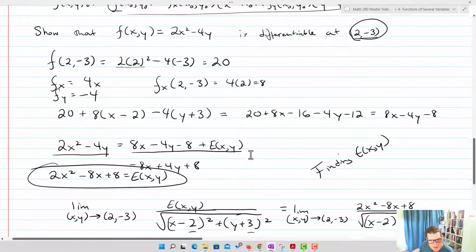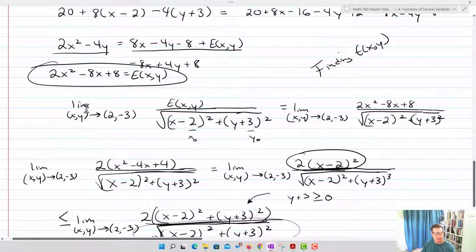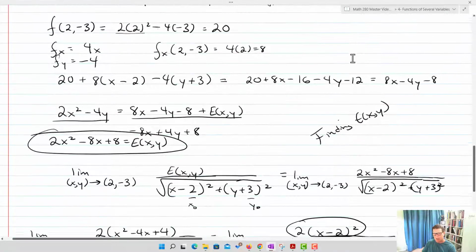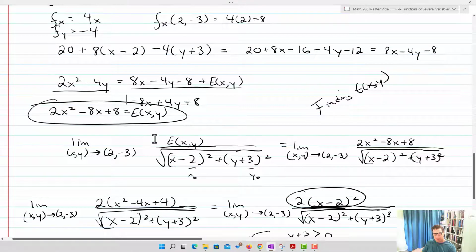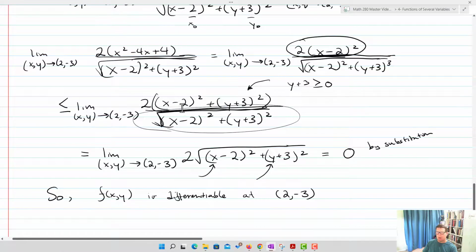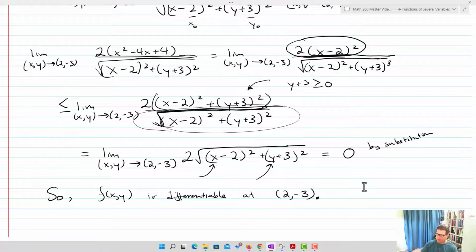Now that I've got E(x,y), I'm going to take the limit as (x,y) approaches whatever value I'm actually looking for, in this case (2, −3). That's the point I'm looking for differentiability at. And I'll take E(x,y), that function, divided by the distance formula from (2, −3). A little bit of algebra, a little bit of cleverness in order to find my limit, and I get that limit actually equals exactly 0. Since it equals 0 as (x,y) approaches (x₀, y₀), we can say that f(x,y) is differentiable at that point. And that actually gives me my answer.